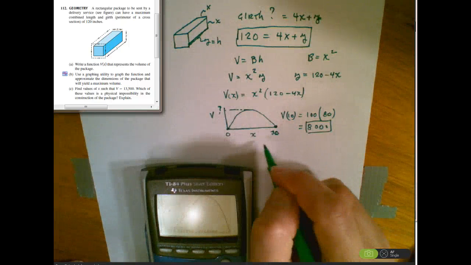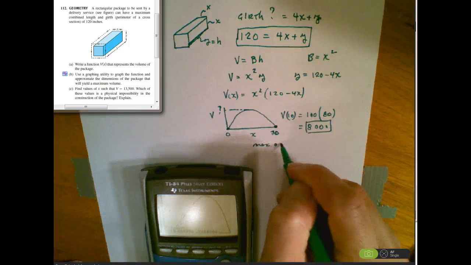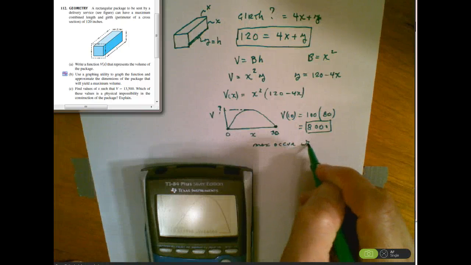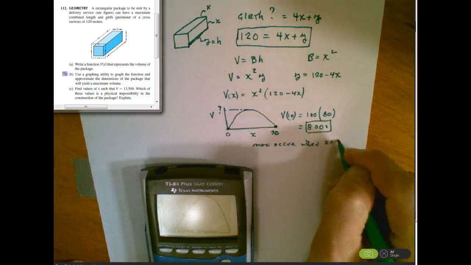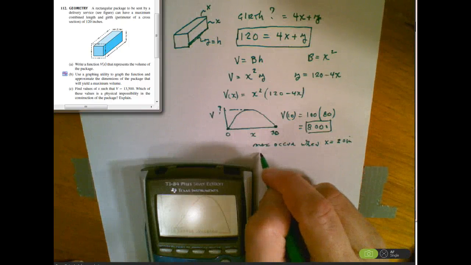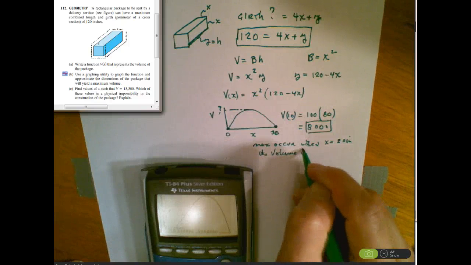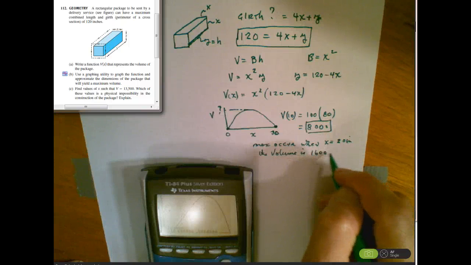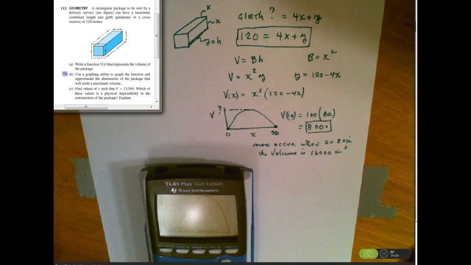So I think that the maximum occurs when the side length, or x, is equal to 20, and those are inches, 20 inches. And the volume, or the maximum output, is now 16,000 inches cubed. Okay, let's see. Did we answer what it asked? It said, use the graphing utility to graph the function and approximate the dimension of the package that will yield the maximum value. We did that.